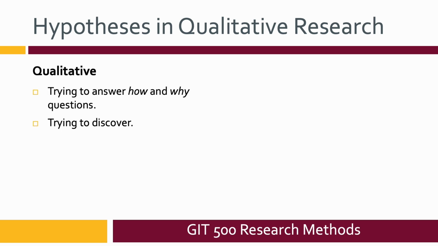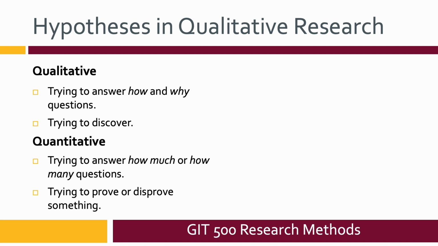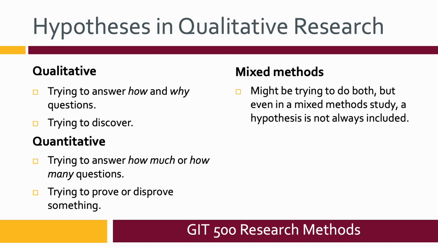Just so it's easy to remember this, qualitative is trying to answer how and why questions, trying to discover what. Quantitative is trying to answer how much or how many questions and is trying to prove or disprove something. And then mixed methods might be trying to do both, but even when you have mixed methods, you don't always have a hypothesis.